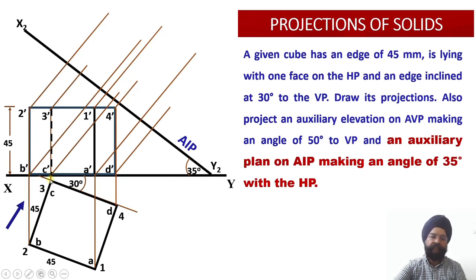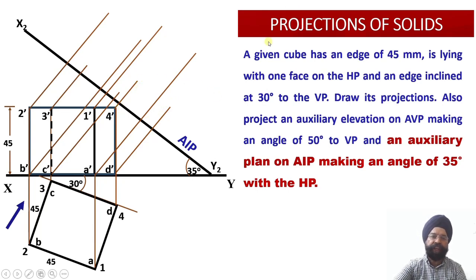For point 3, this is the distance. Once again, this distance will be measured using your compass or the divider, and corresponding to the locus lines of 3 dash and C dash, this distance has been marked over here in front of the x2 y2. And corresponding to point D, this is the distance of D and 4 below the XY reference line. The same distance corresponding to points 4 dash and D dash has been measured in front of the vertical plane. So I have plotted all these points.